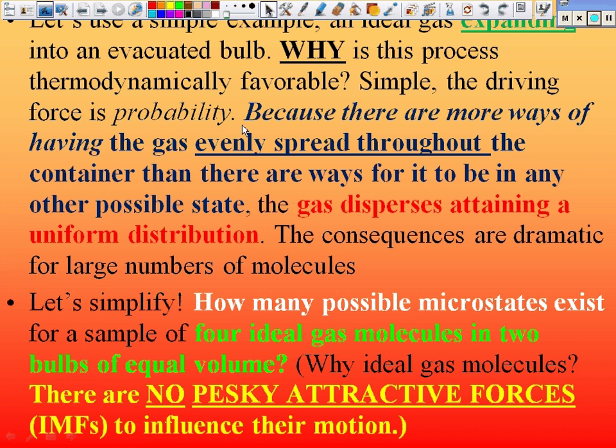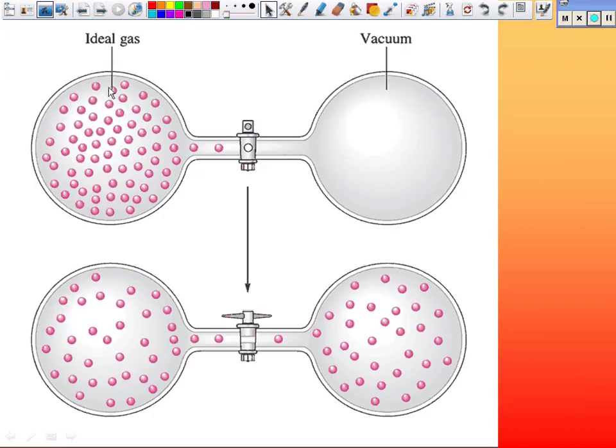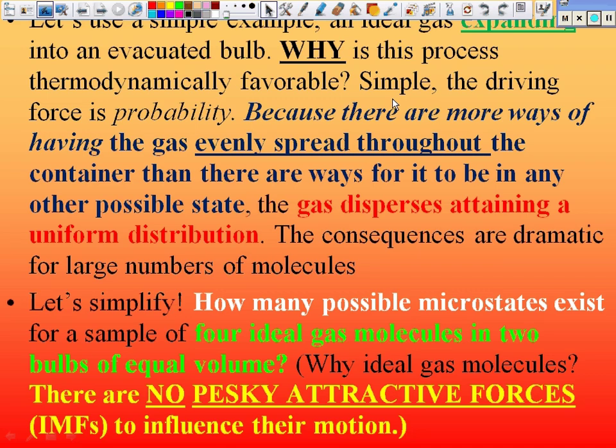Simple. The driving force is probability, because there are more ways of having the gas evenly spread throughout the container than there are ways for it to be in any other possible state. The gas disperses, attaining uniform distribution. That's what it's going to try to do. The consequences are dramatic for large numbers of molecules. For example, how many possible microstates exist for a sample of 4 ideal gas molecules and 2 bulbs of equal volume? So again, look how many different possible states you can have.